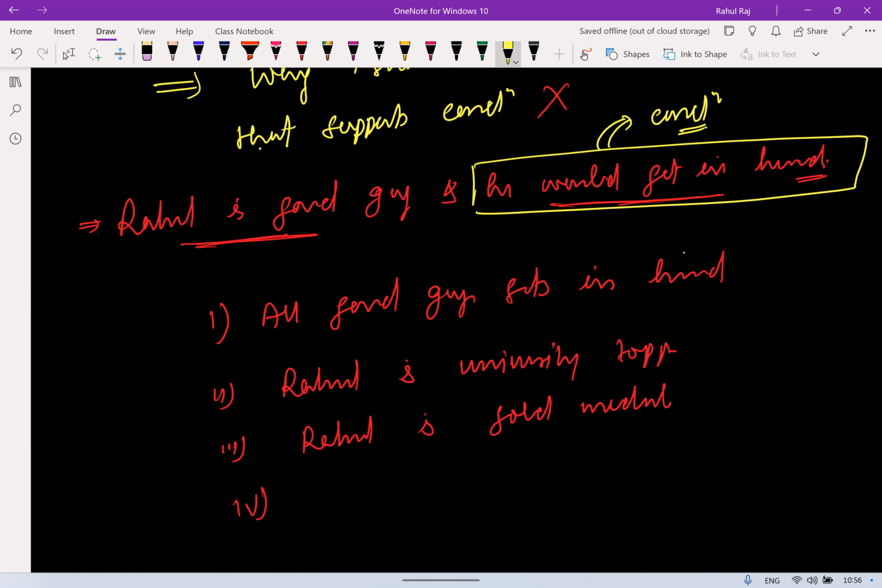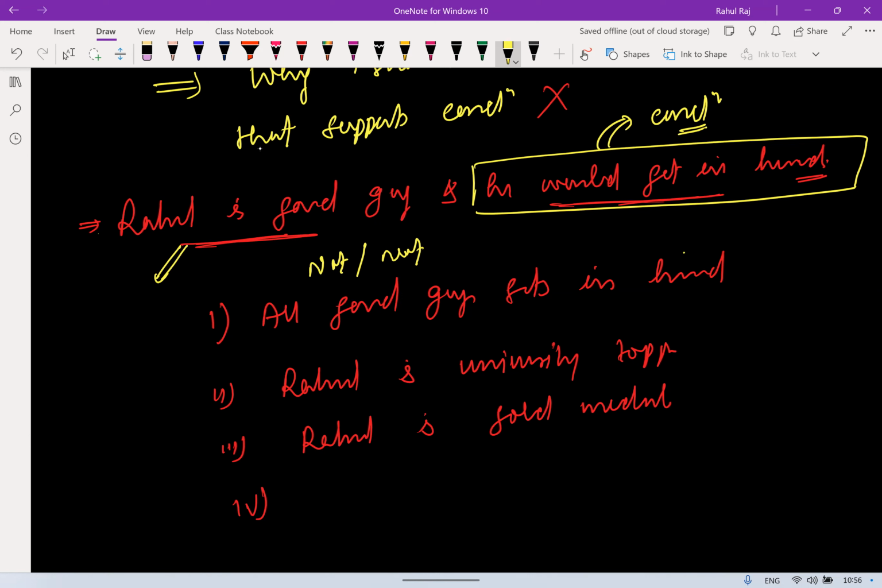Now the second step says all good guys get into Harvard. My second step is what? Negate the answer. What do you mean by negate the answer choices? What exactly does this mean? Negate the answer choices means simple: you have to insert a not or remove a not from a statement and the entire meaning of the sentence reverses. So when I say Rahul is a good guy, if I try to negate this statement, what would be the negation of this?